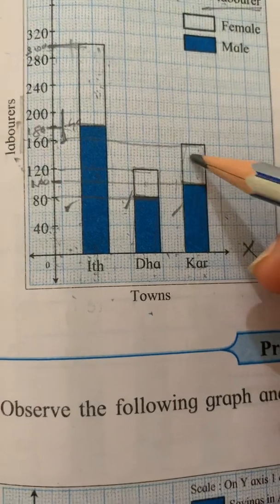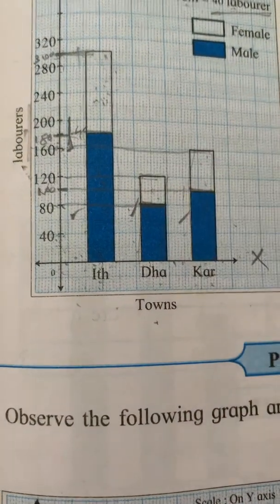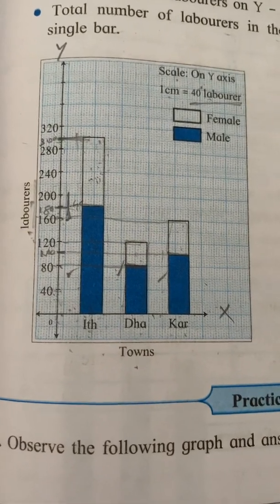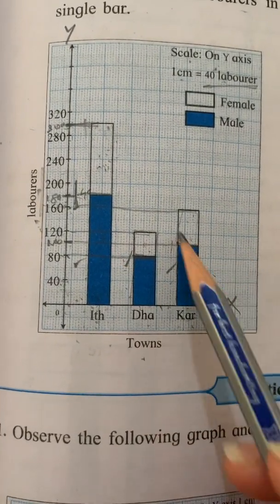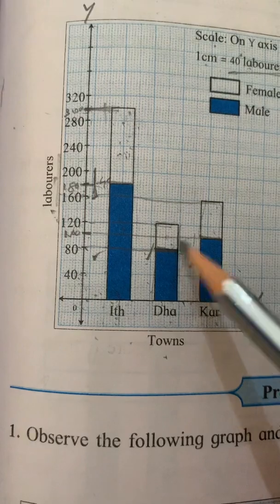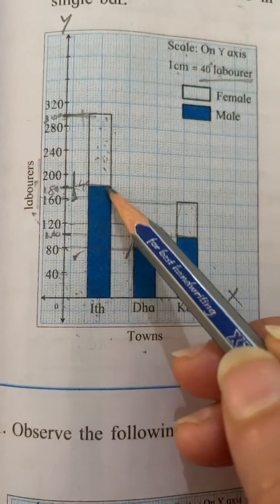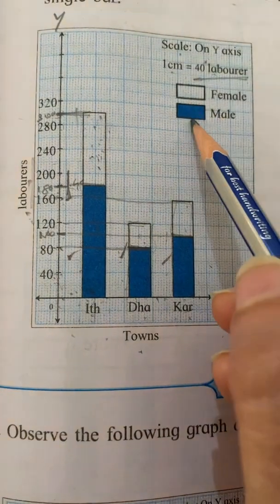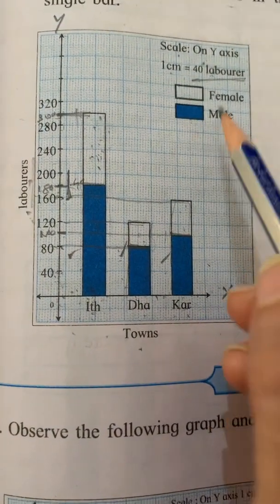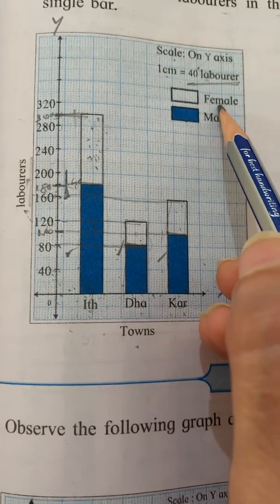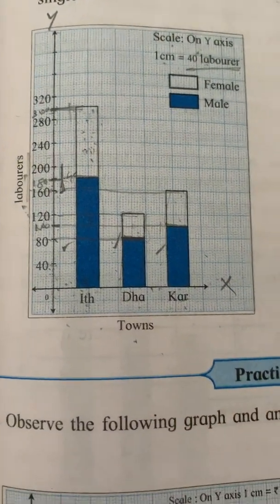So whatever is remaining is the female laborers. Whatever remaining part on the bar will represent the female laborers. Or you can use any other color to mark. But whatever marking you are doing, suppose if you are using blue color here, you have to mention this blue color as male. Now this is without color, so here they have mentioned it as female. So this way you will be drawing a graph.